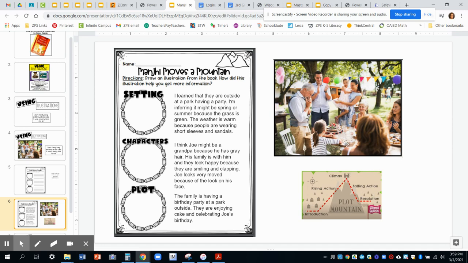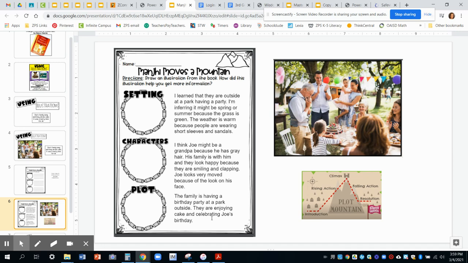Now, I don't have a story here. I just have a picture. So my description of what I learned from the plot is pretty simple because it's not an entire story. So I wrote, the family is having a birthday party at a park outside. They are enjoying cake and celebrating Joe's birthday.